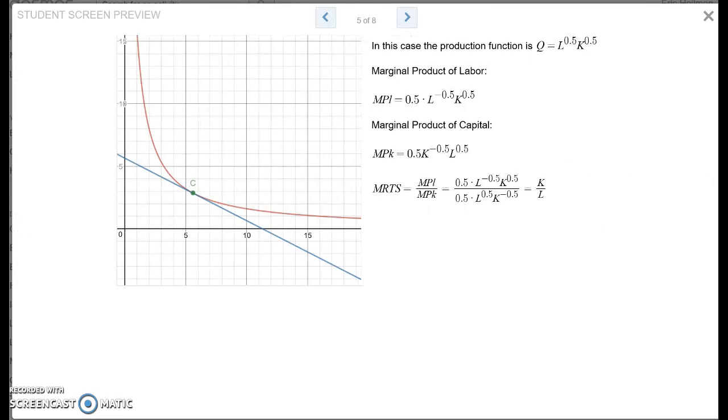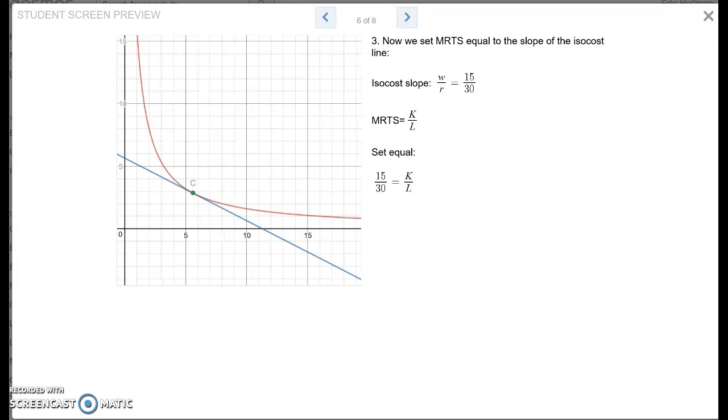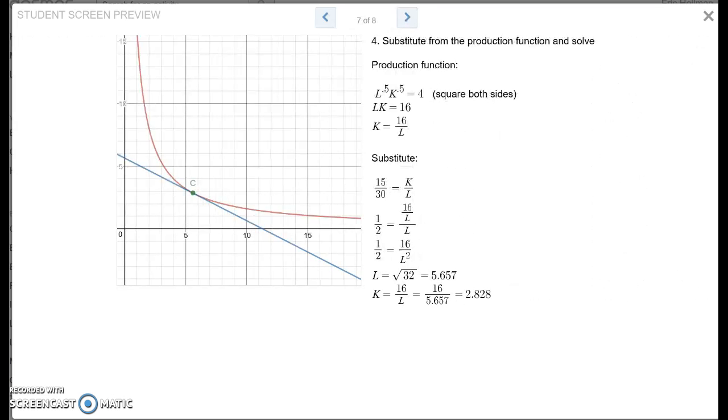Okay, here's the work for it again. Okay, so now we want to set the marginal rate of technical substitution equal to the slope of the isocost. So remember, the slope of the isocost was 15 over 30. Marginal rate of technical substitution was just K over L. Set them equal to each other.